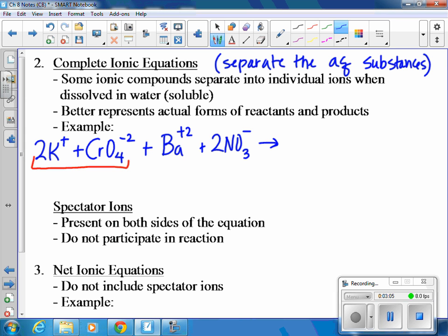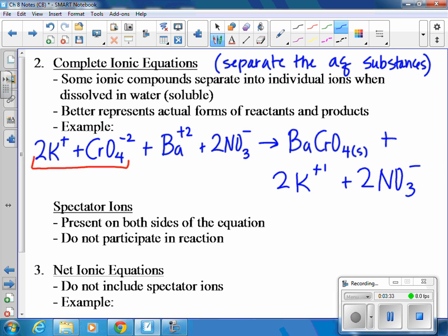And then I mix them together. They rearrange in this double replacement reaction, which I forgot to mention. It is double replacement. And when they rearranged, I formed this solid precipitate of barium chromate plus potassium nitrate. And so I didn't separate the barium chromate because that made a solid. But now I need to separate the potassium nitrate into its 2 ions because that is another aqueous substance. All right, so that's my complete ionic equation. I separate the aqueous substances. I keep all solids, liquids, and gases together.